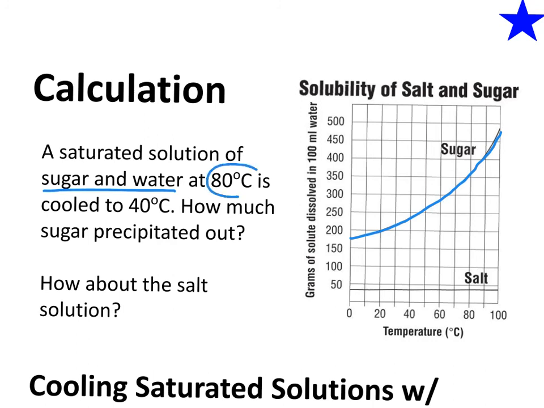It gives me two temperatures. It gives me 80 and 40. So we go to 80, and I go up to my sugar line. And right away, I can say that's about maybe 360 grams. Next, I go to my 40, because that's my second temperature. I go up to my line. I say maybe that's about 240. And when I subtract them, that means I have about 120 grams of sugar that comes out. You should be able to do this with any type of line. And that's all you need to do for that calculation, which makes it a lot easier.